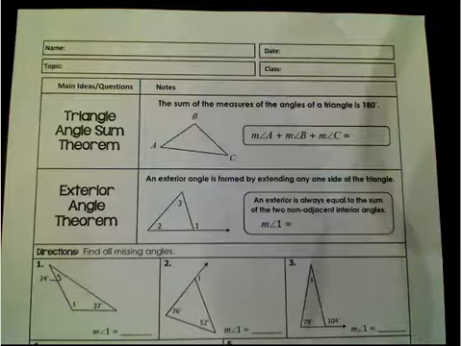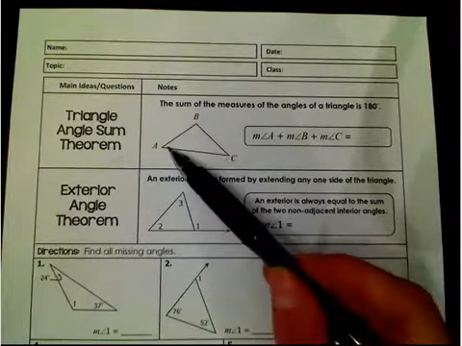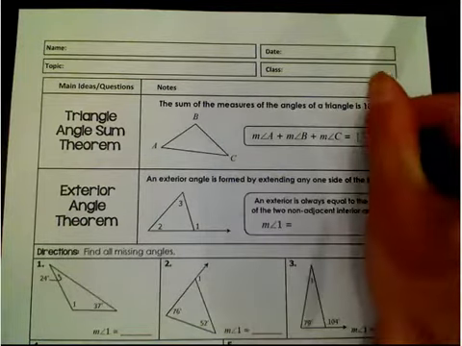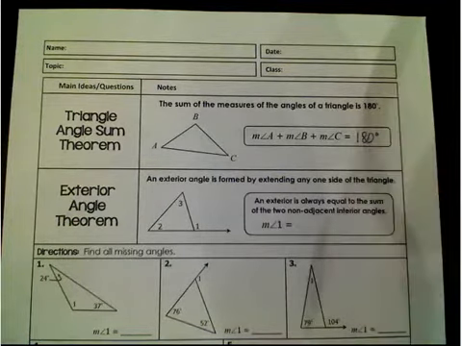Today we're going to talk about angles in triangles. So first, this should be nothing new, but we're giving it a name again. The triangle angle sum theorem says that all three angles in a triangle sum to 180 degrees. So the measure of angle A plus the measure of angle B plus the measure of angle C equals 180 degrees.